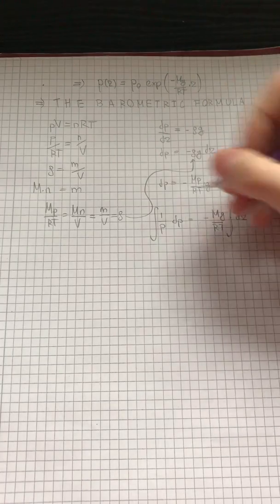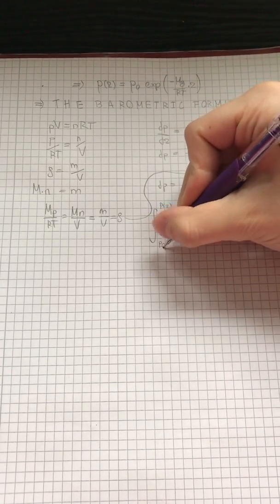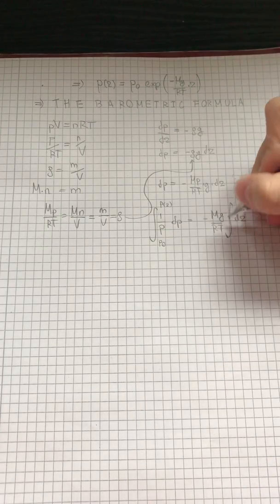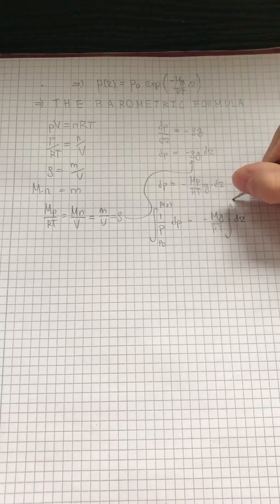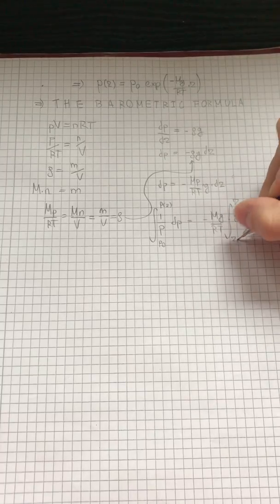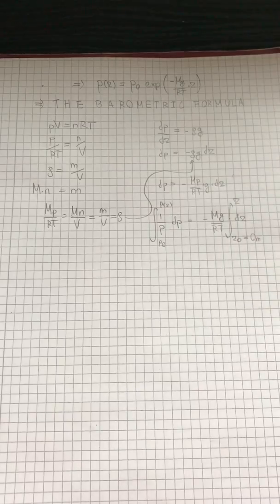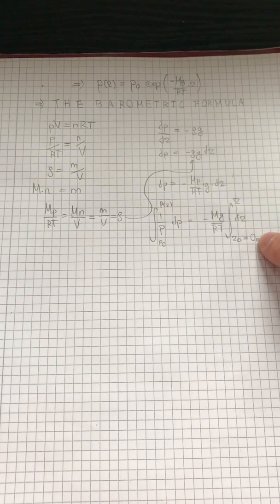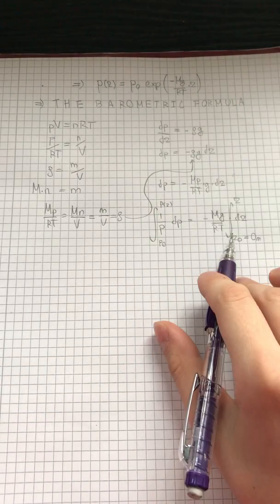Our integration limits will be p of z, pressure in terms of height, to our base p value. And on this side, our integration limits will be z and z base height. Base height we will assume to be 0 meters, so we might as well not even include this. I will continue on to the next step with this in mind and then show you why this is unnecessary to include. So then we integrate both sides.